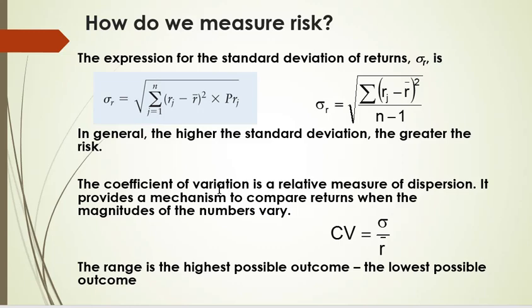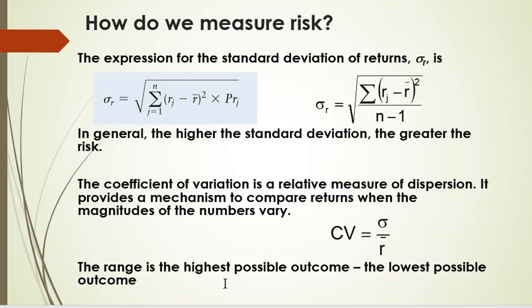Now, coefficient of variation is a measure of risk. It's a relative measure of dispersion. Essentially, it takes the risk of the asset and divides it by the return. So how much risk do you take for every 1% rate of return? And of course, the higher the number, the greater the risk. Range is also available. That's also a statistic. It just takes the highest possible outcome minus the lowest possible outcome.